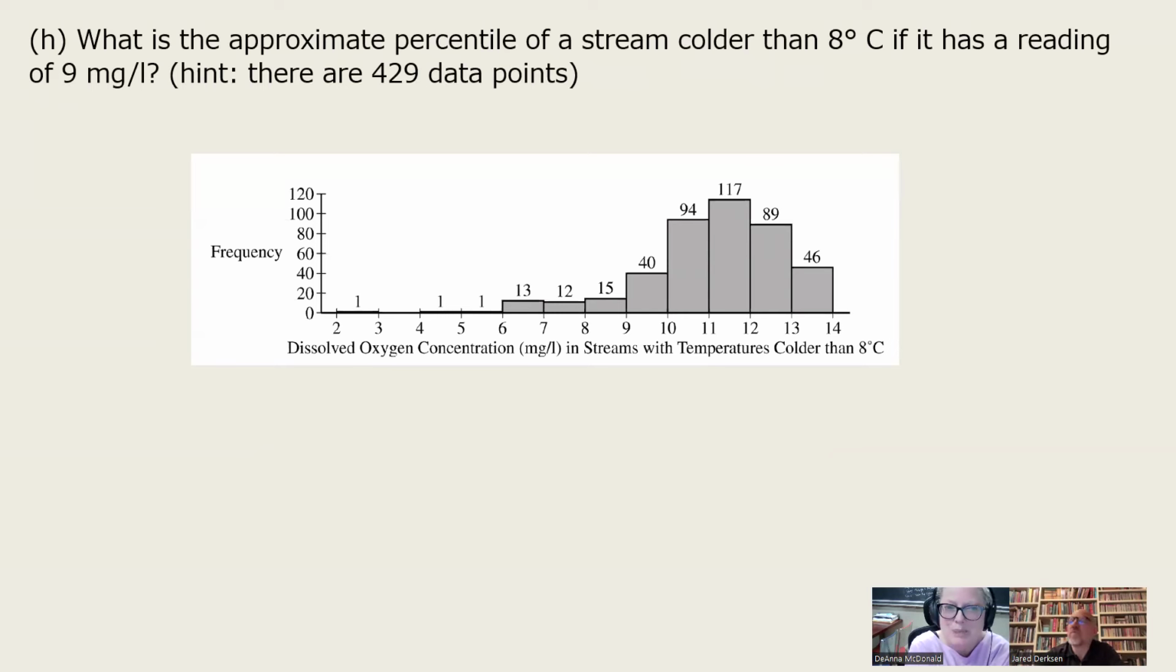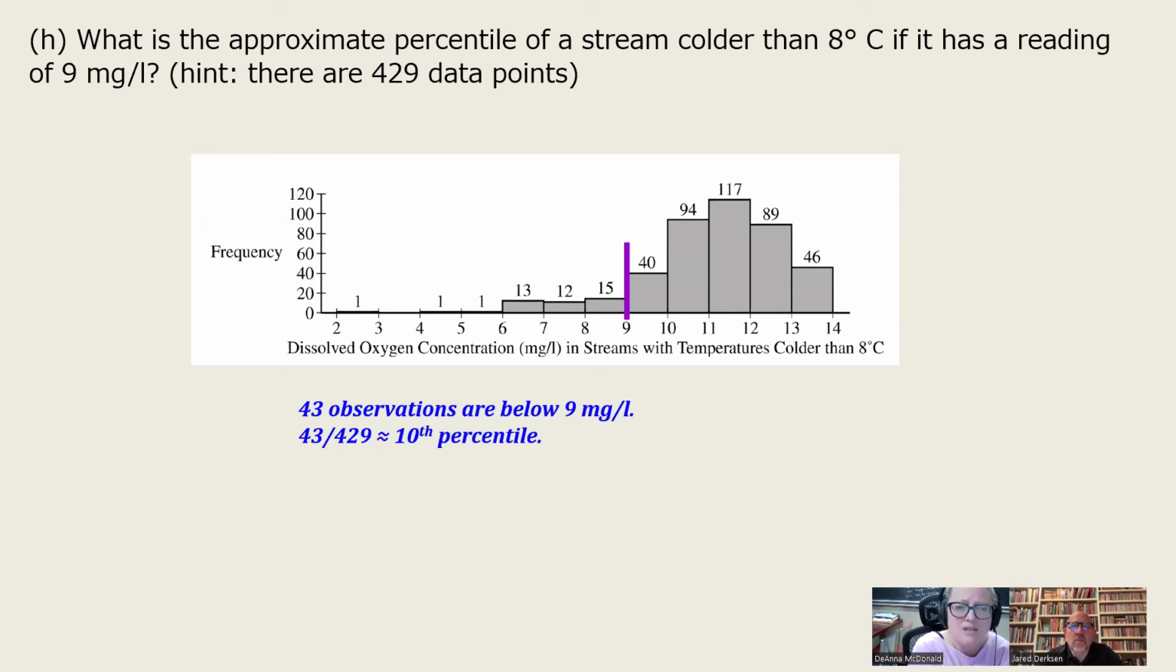What is the approximate percentile of a stream colder than 8 degrees if it has a reading of 9 milligrams per liter? And here's that hint back again. There's 429 data points. Well, I'm going to find 9, and I'm going to count up how many values there are less than 9, because that's what a percentile is. We want to line everything up from smallest to biggest. You locate where you are. You turn around and look behind you. How many values, what percentage of the values are behind you? And that's your percentile. 43 observations are below 9 milligrams.